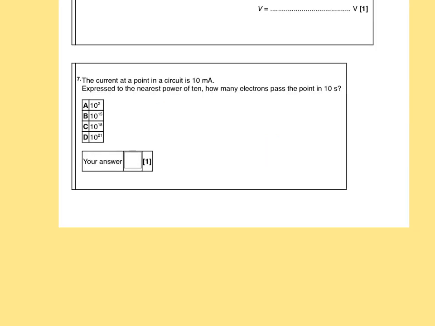This is another great question that pops up quite often. It says the current at the point in the circuit is 10 milliamps, so I is 10 times 10 to the minus 3 amps. Please be careful with it. Expressed to the nearest power of 10. So, nearest power of 10, very important. How many electrons pass the point in 10 seconds? So my time is 10 seconds.